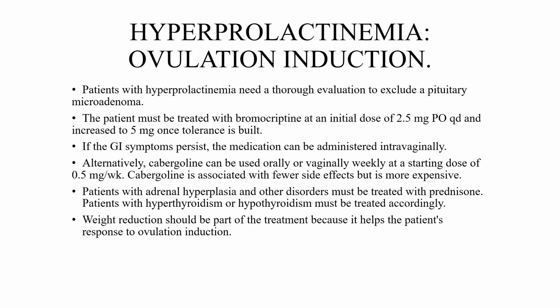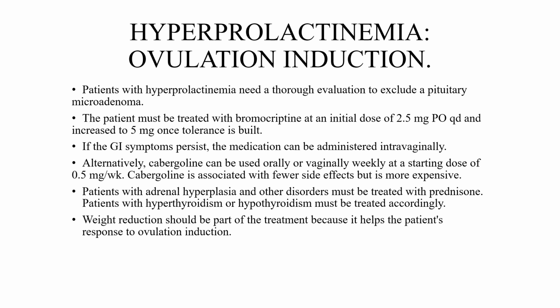Patients with hyperprolactinemia need a thorough evaluation to exclude pituitary microadenoma. The patient must be treated with bromocriptine, and the dose is increased gradually as the tolerance is built up. If the gastrointestinal symptoms persist, the medication can be administered intravaginally. Alternatively, cabergoline can be used orally or vaginally, as it is associated with fewer side effects but is more expensive.